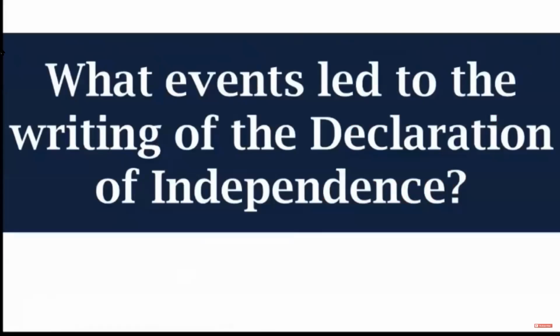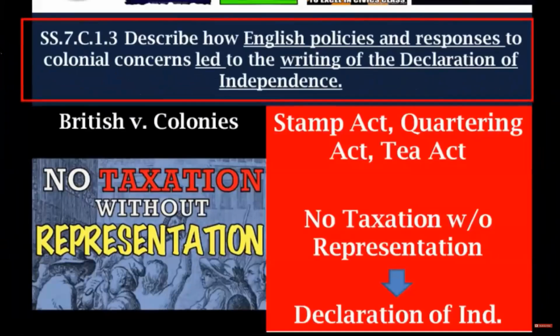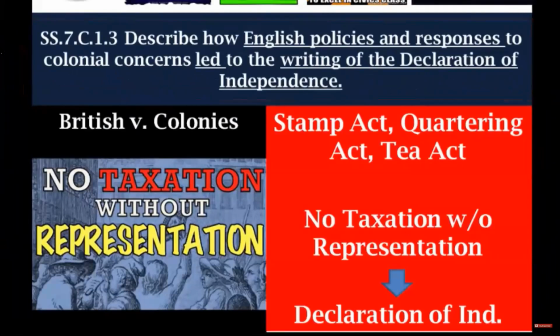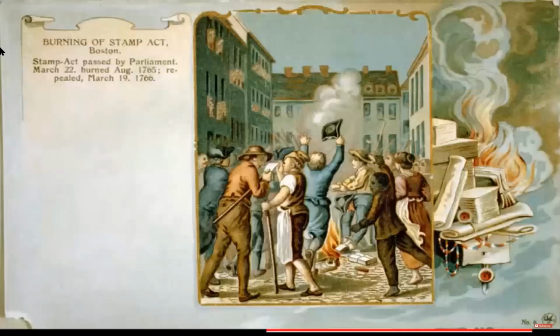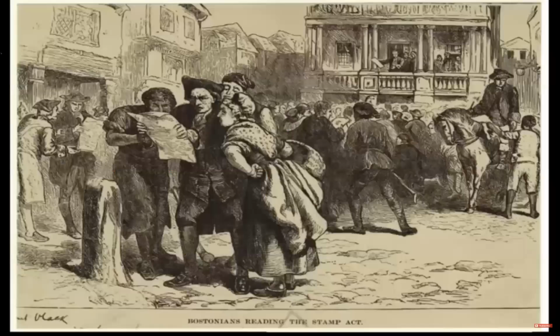What events led to the Declaration of Independence? Here we need to know how English policies and their responses to our complaints led to the Declaration of Independence. Remember, there were big complaints over the taxes, the Stamp Act, the Sugar Act, the Tea Act, which wasn't really a tax, and the colonists were especially mad because they didn't have a say in these British policies. No taxation without representation. They also sent a large number of troops over, and the Quartering Act forced the colonists to house the British soldiers. When the colonists complained, the British refused to acknowledge or respond to their complaints.